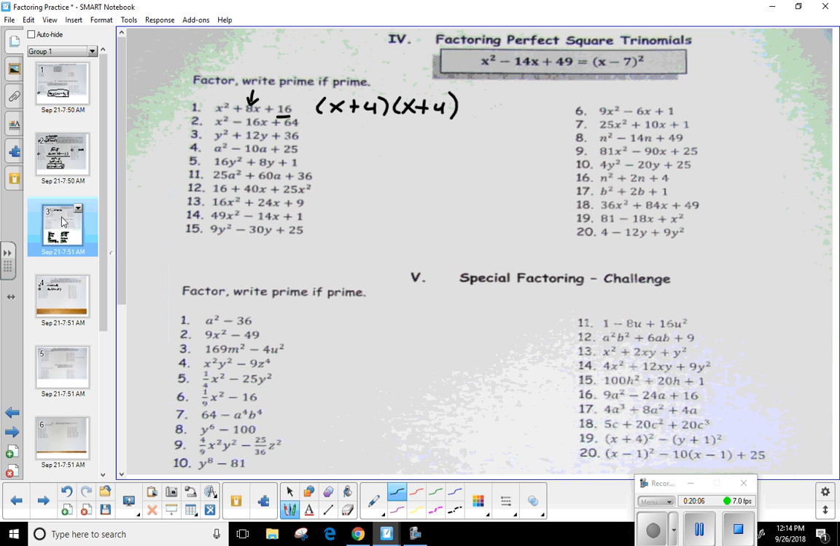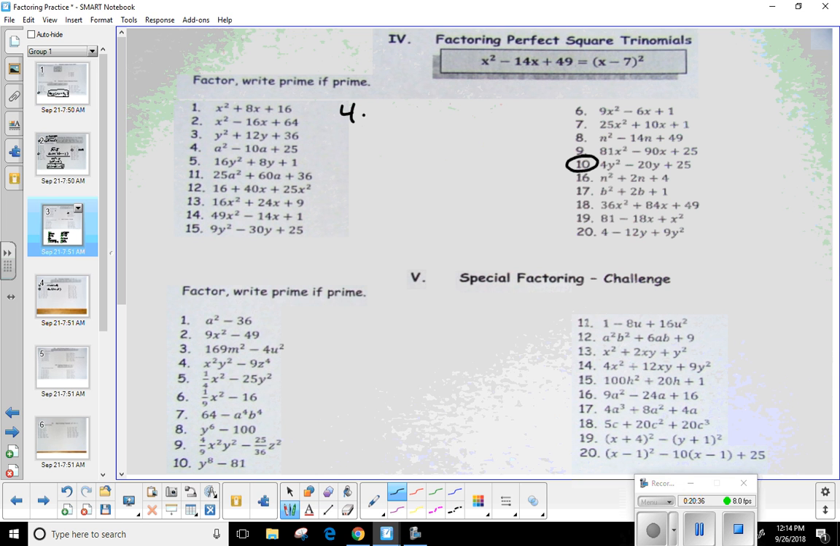Let's choose some of these here. Okay. Let's just go ahead and look at some of these randomly, like number 10. Let's do number 10. Okay. 4y squared minus 20y plus 25. Now remember, the first step, always look for a what? Always look for a GCF. Is there anything that divides 4, 20, and 25? No. So there's no GCF, so let's run through that process.